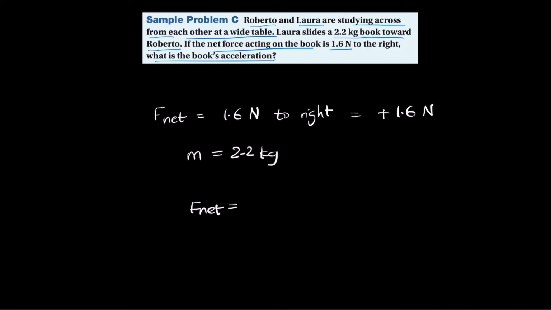So the net force is already given. F net equals 1.6 Newton to the right. To the right is always positive, so plus 1.6 Newton. And the mass of the book is 2.2 kilograms. We know that F net equals ma, and we are calculating a. So a becomes F net by m. F net is plus 1.6 Newton divided by m, which here is 2.2 kilograms.